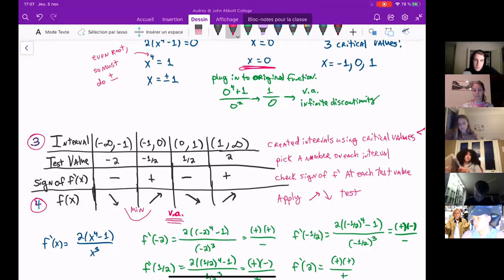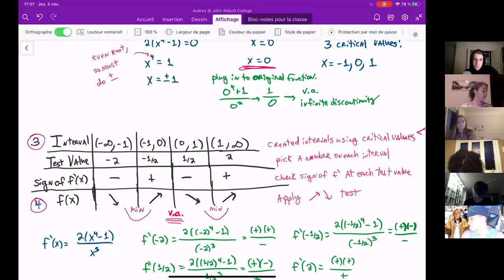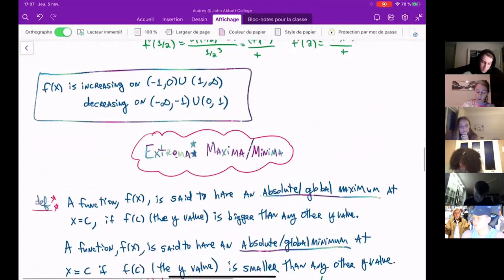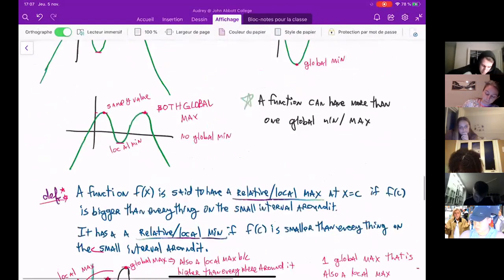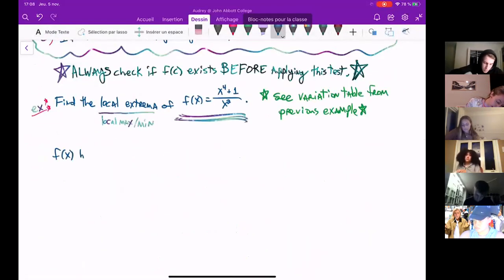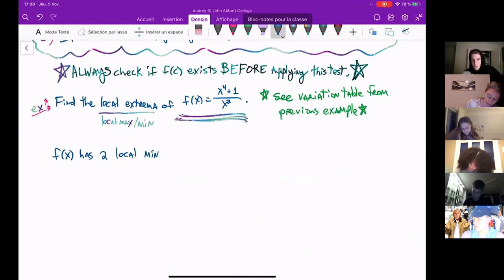And what's happening at 1? Local minimum again. Local min again, it's going down and then it's going up. So that's also a local min. So notice that to apply the first derivative test, I'm just using the variation table that I already have. So I'm going to go back down here and say f of x has 2 local min at x equals, what was it, -1? And x is equal to +1.